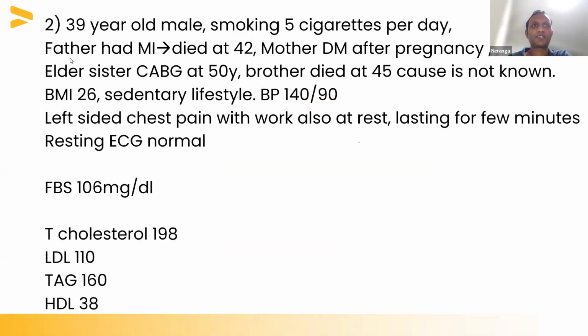So in this patient, what do you think? The patient is 39 years old, smoking 5 cigarettes per day. Father had MI, strong family history. Mother has diabetes, sister had CABG. So you can see the very strong family history there. This patient has a high clinical likelihood of coronary disease. Even the resting ECG is normal. Fasting sugar 106, LDL 110. How are you going to investigate and manage this patient?